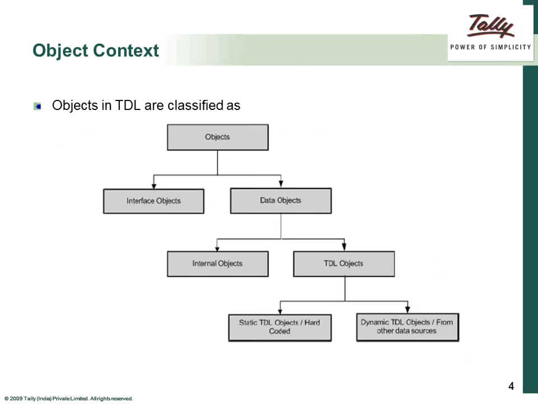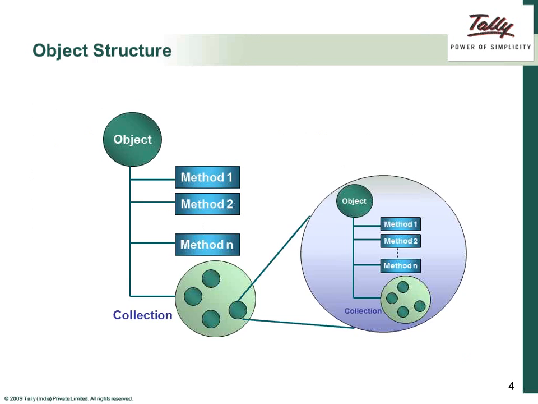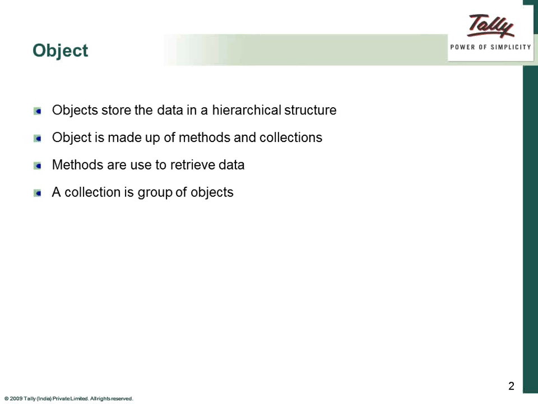I'll just revise these few slides again, because the next step that we're going to do is something very interesting, something that we were waiting for. So let's start with this. I'll just reframe and revise everything. Object stores data in a hierarchical structure or a tree-like structure, something similar to an organization chart. Primary object is made up of methods and sub-collections. Methods are used to retrieve the data. A sub-collection is a group of sub-objects of similar kind.